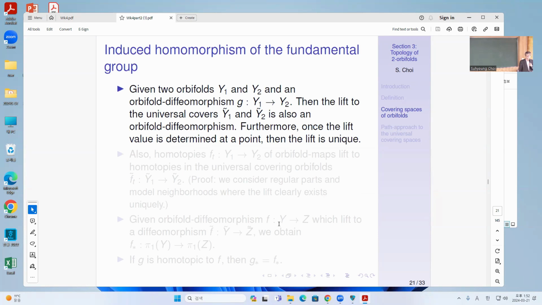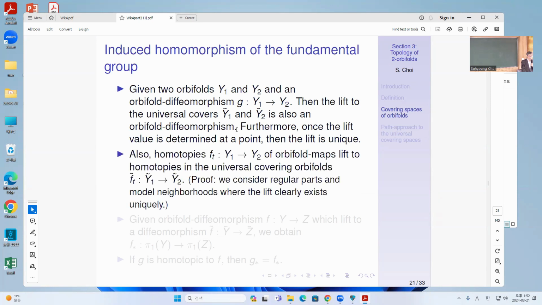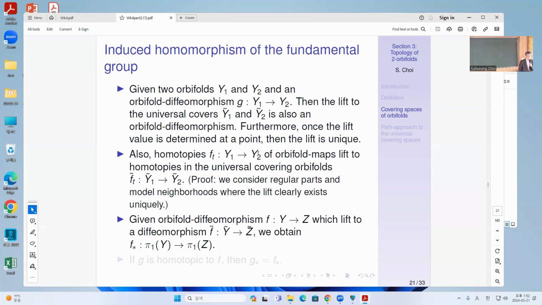Okay, so we can also talk about induced homomorphisms of fundamental groups. We'll only talk about the case when this is an orbifold diffeomorphism. Of course we can probably generalize it, but it is not so clear how to generalize this. So once you have an orbifold diffeomorphism, it will lift to an orbifold diffeomorphism of the universal covers. Once the lift value is determined at a point, then the lift is unique. Of course, you can always change this by the deck transformation group here. And any homotopy of the orbifold maps will lead to homotopies of the universal covering map.